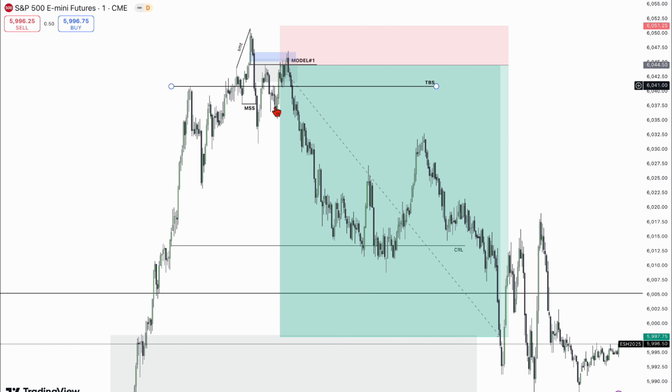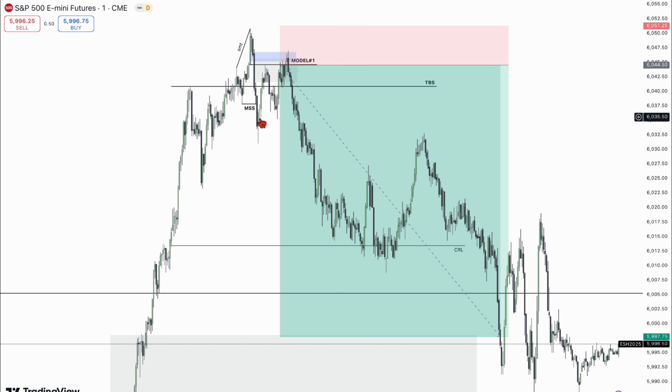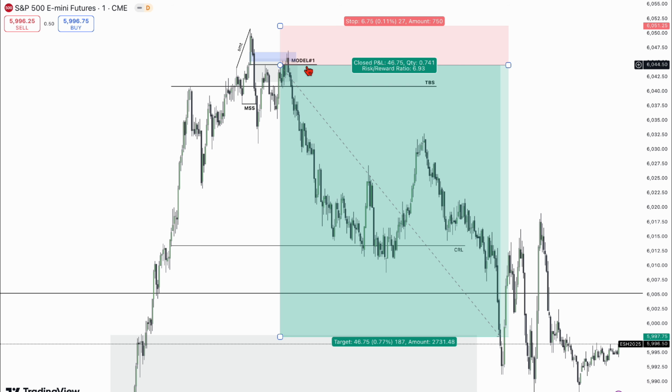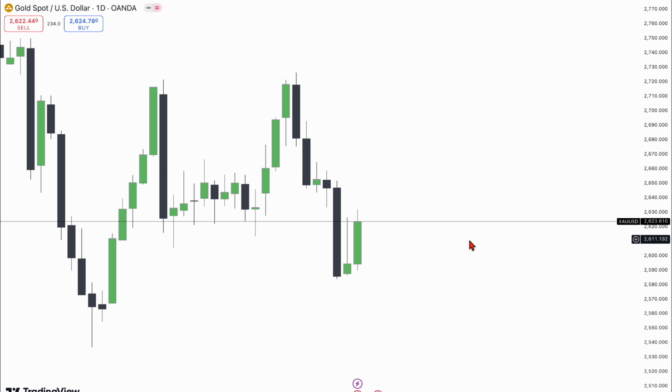You can use any entry model you're confident with, MSS, entry model number 1, or the inversion entry model. You can see how we followed the checklist step by step. By doing the same, you can catch high-quality trade setups. Let's move on to our next example. In this example, we are looking at the daily chart of gold. You can see that the price has swept the previous day's high, and also we have a bearish fair value gap.